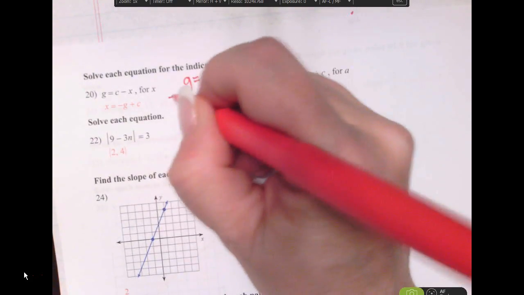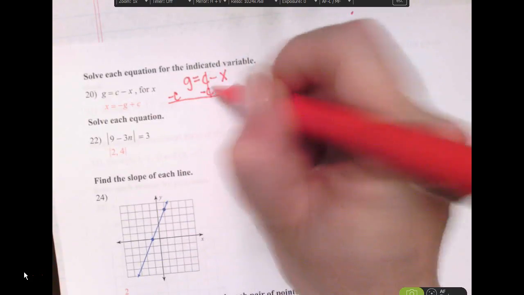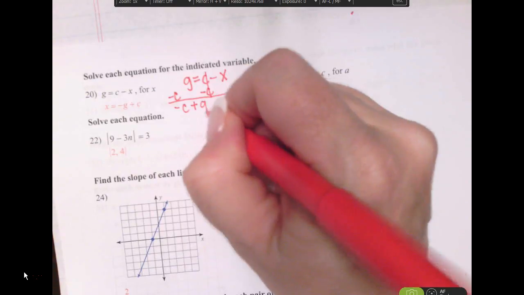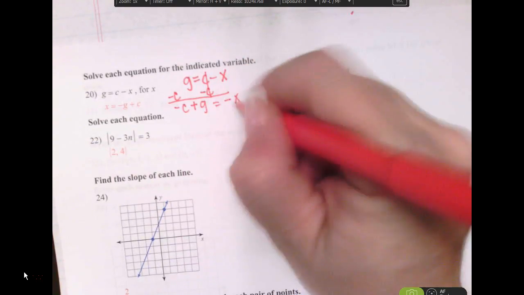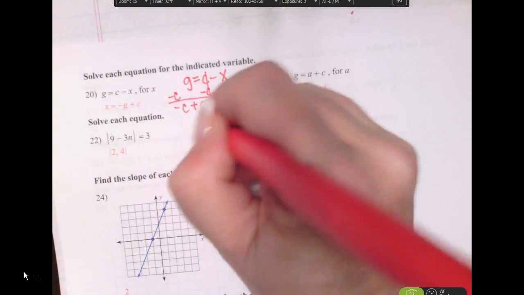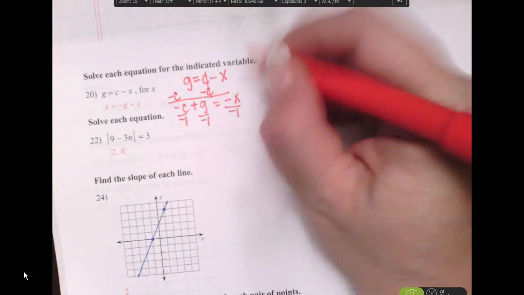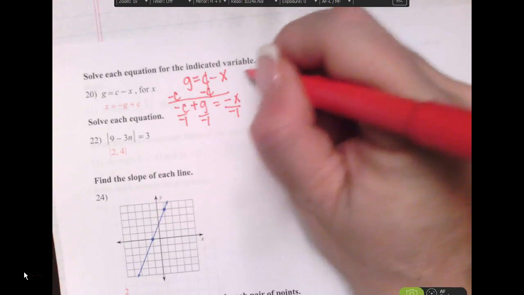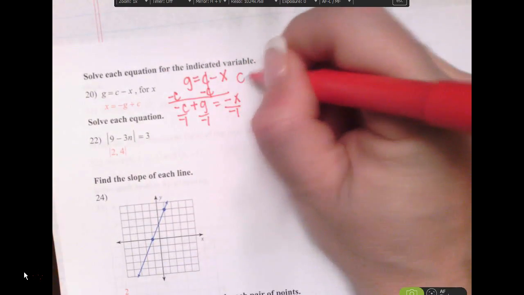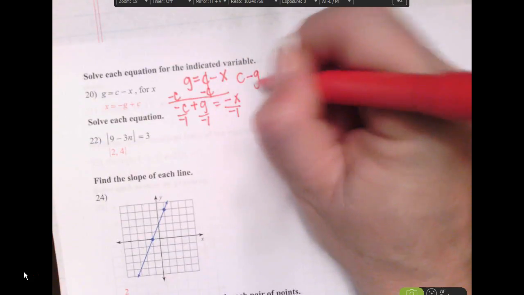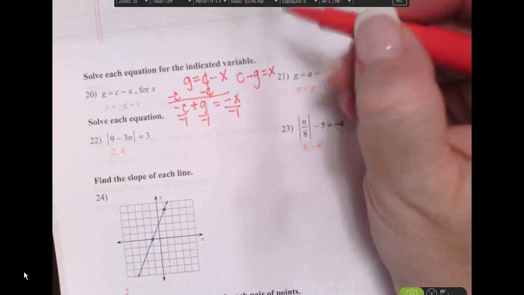I'm going to subtract c from both sides. So I get negative c plus g equals negative x. Since x isn't by itself yet, I have to divide everything by negative 1. And now I've got x by itself. Negative c divided by negative 1 is positive c. G divided by negative 1 is negative g equals x.